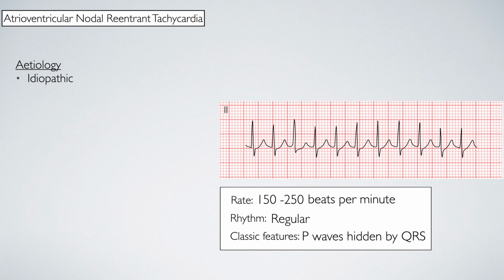AVNRT is generally idiopathic and occurs throughout all ages, regardless of the presence of existing heart disease. It is caused by a re-entry loop in the atrioventricular node.